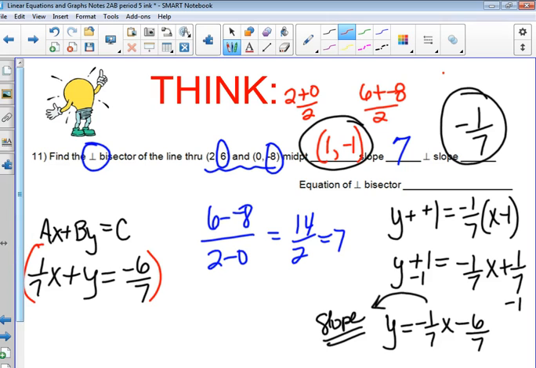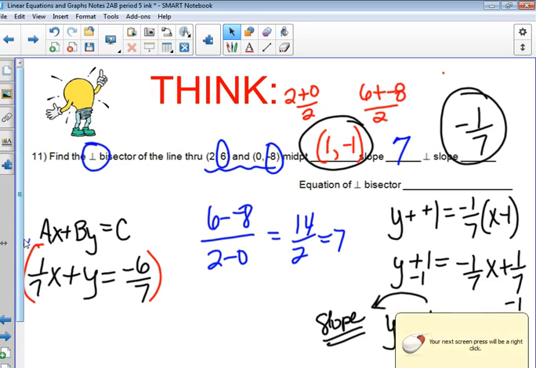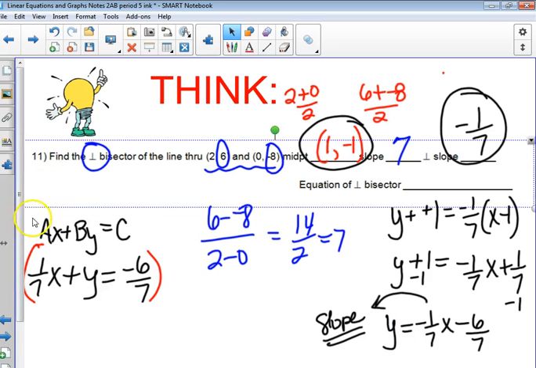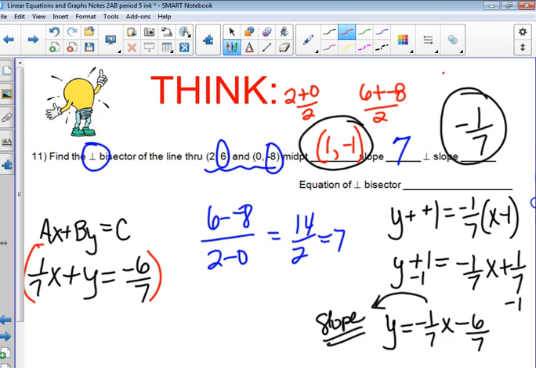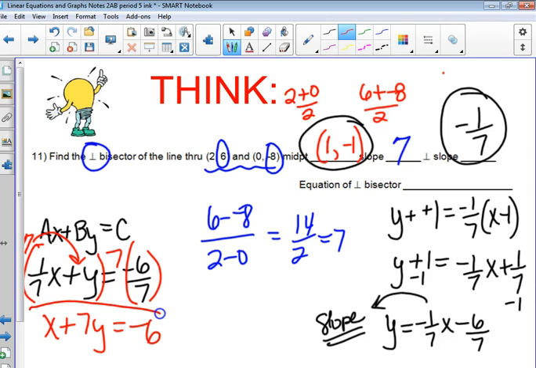Oh, really? Did I just lose the cursor again? Yes, you didn't. You could leave it any one of those ways. I'm just trying to review everything we had to do over the last couple days. 7 times 1 divided by 7 is 1x. 7 times this y is plus 7y. And over on this side, 7 times negative 6 divided by 7 is negative 6. So this would be standard form.